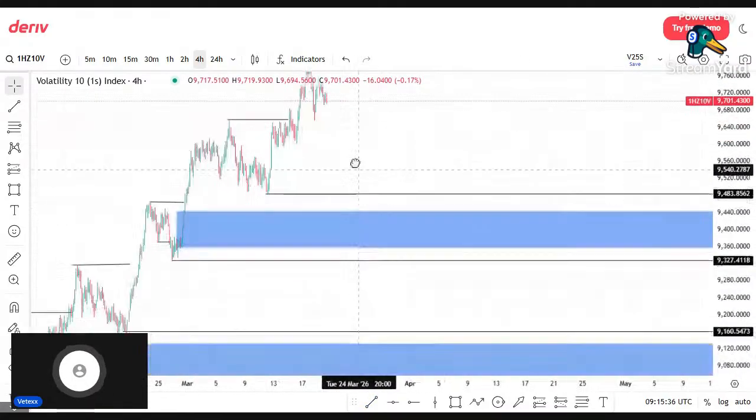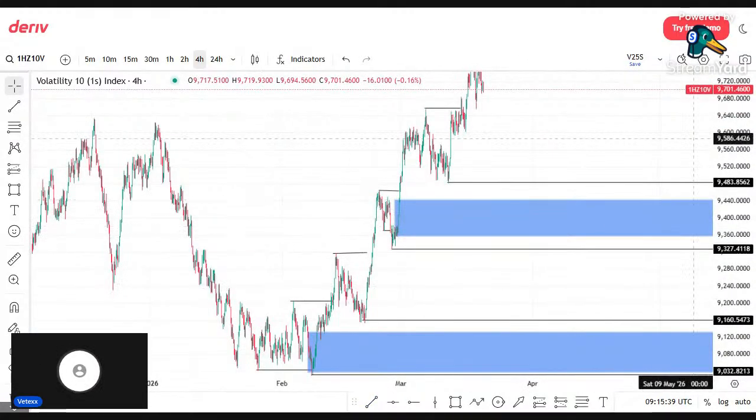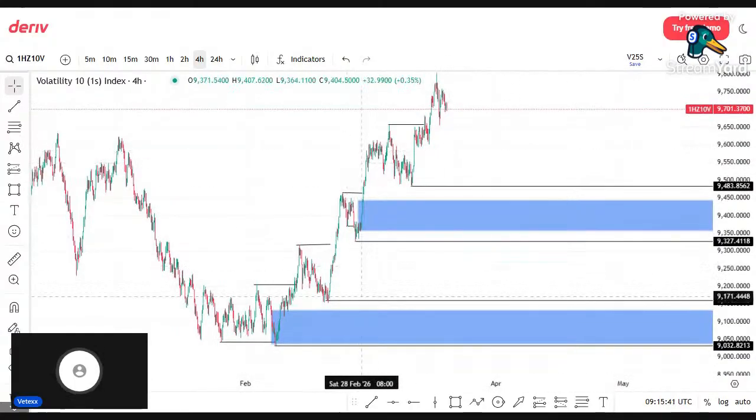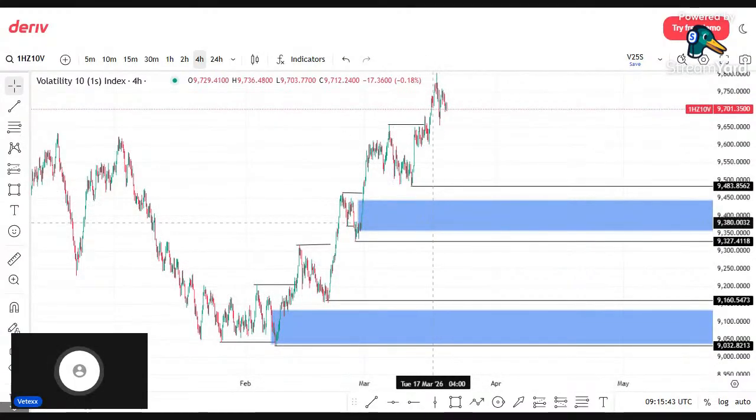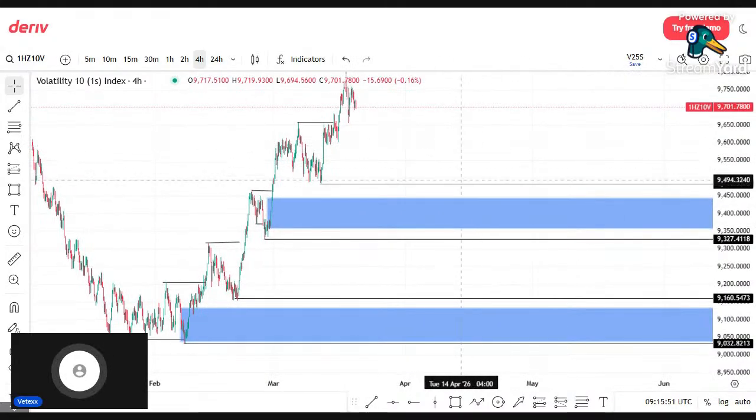So this is another part. So we have a 24-hour time frame POI, and then we have a 4-hour time frame POI. So this is all we have on V10S.